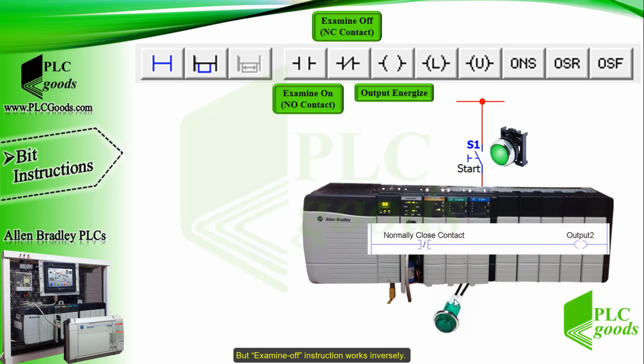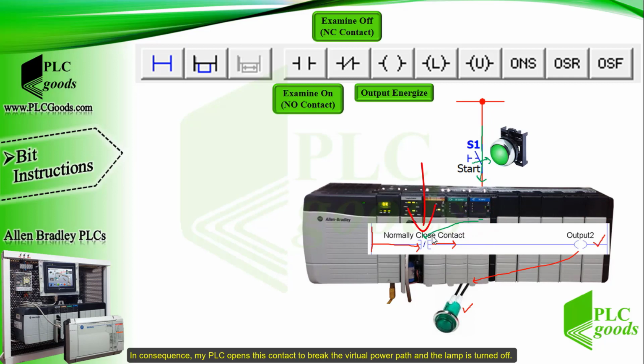But the examine off instruction works inversely. Now in normal conditions, this normally closed contact passes the virtual power in my program. Therefore, my PLC turns on the lamp in normal conditions. If I press the push button, the electrical power reaches the selected input of the PLC. In consequence, my PLC opens this contact to break the virtual power path and the lamp is turned off.